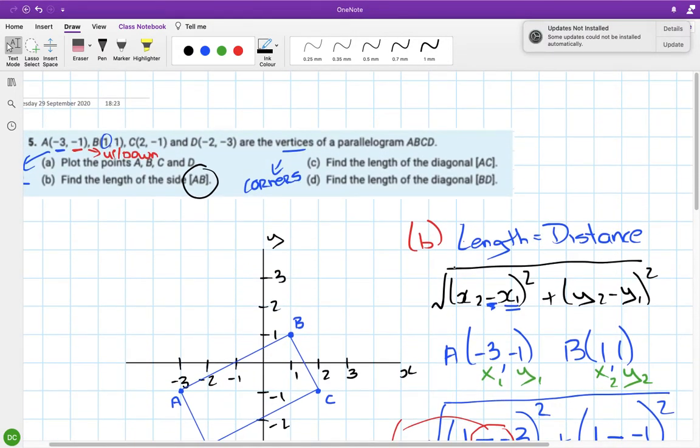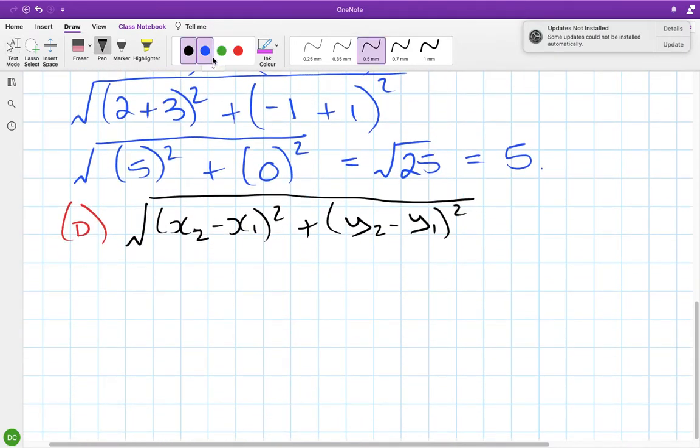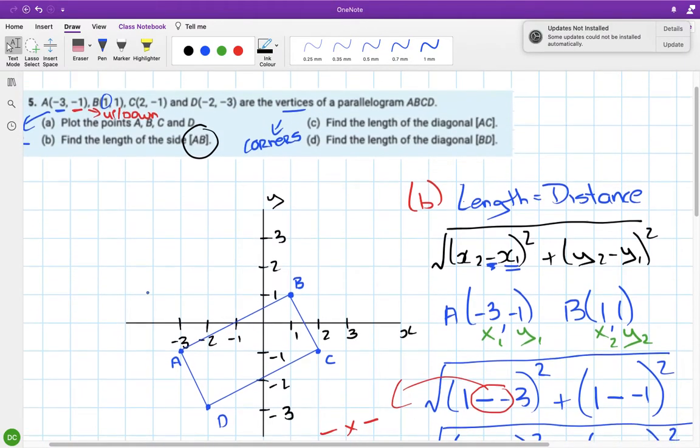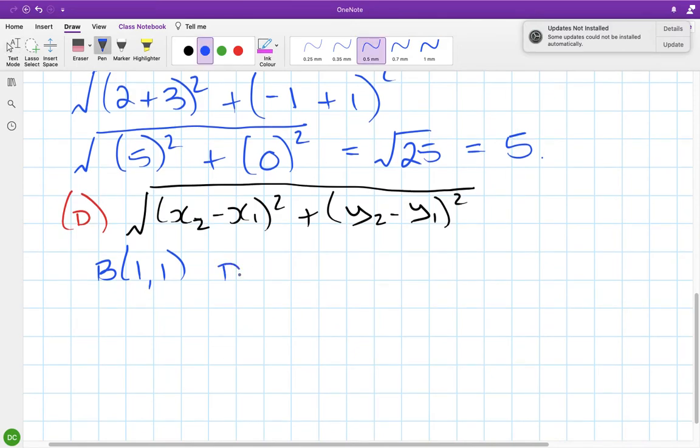So BD for this one. B is 1, 1. Just write that down. And D is minus 2, minus 3. Again, label them. So x and y, x and y. This is my first point, and this is my second point. All right, throw them in.